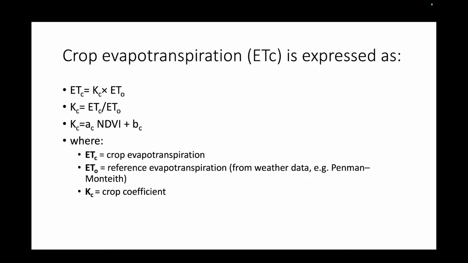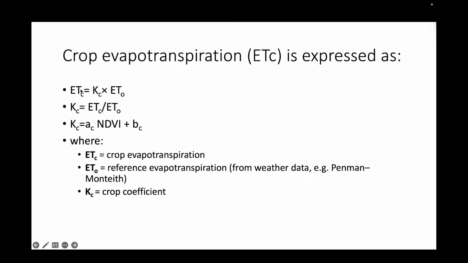And if you check, this is the formula for the Kc. You can see the first formula: ETc equals Kc multiplied by ET0. Here ETc is basically the crop evapotranspiration, ET0 is the reference evapotranspiration, and Kc is the crop coefficient.